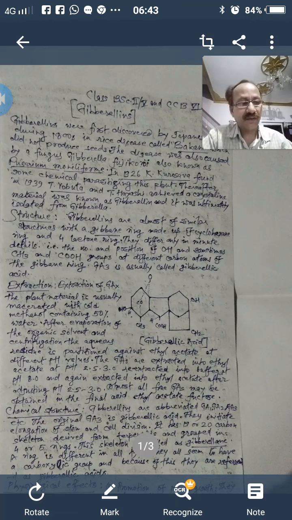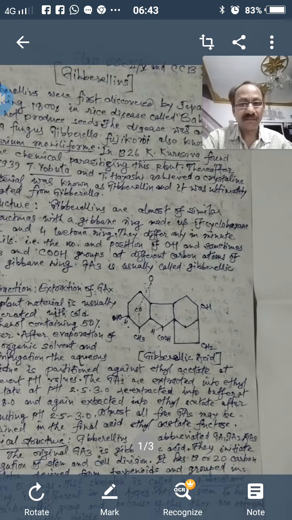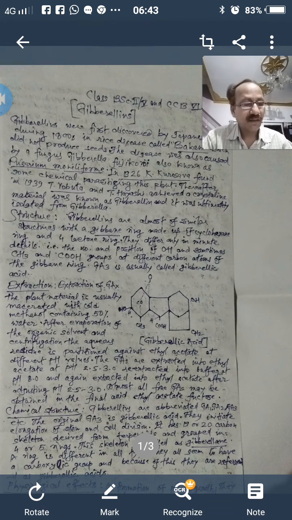It is the chapter of gibberellins, BSc second year. Gibberellins were first discovered by a Japanese farmer during 1800 in a rice disease called Bakanae, which did not produce seeds. The disease was caused by a fungus, Gibberella fujikuroi, also known as Fusarium moniliforme.